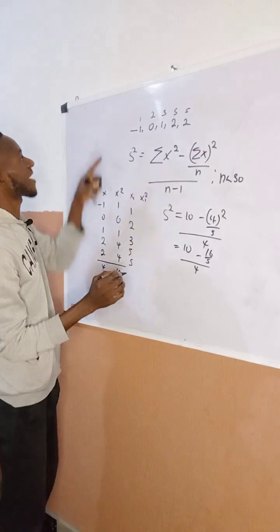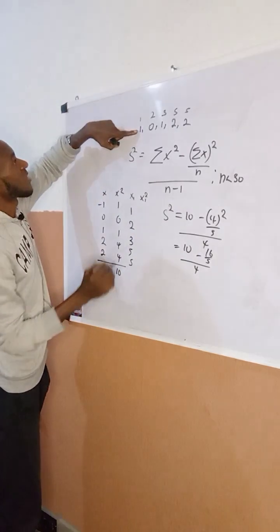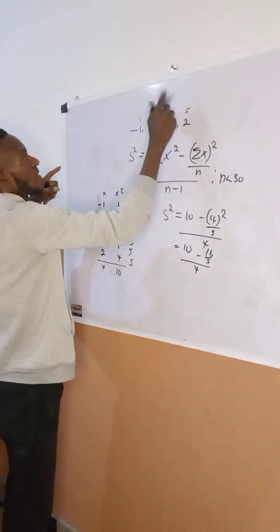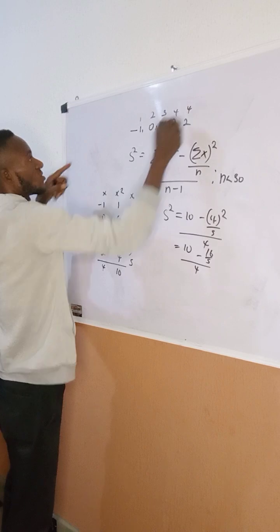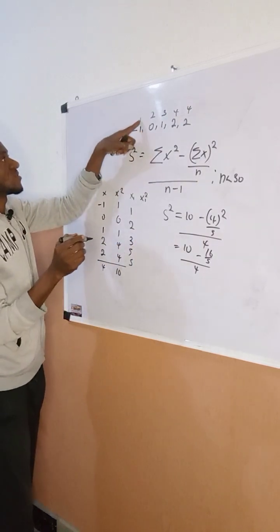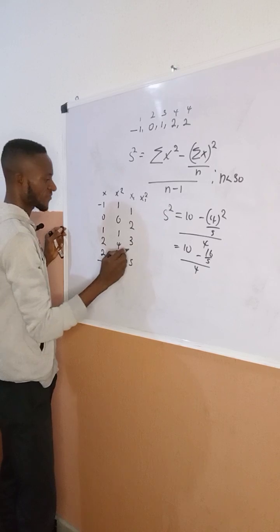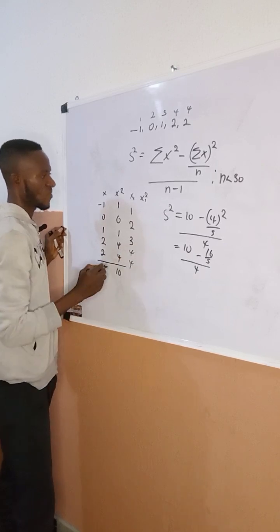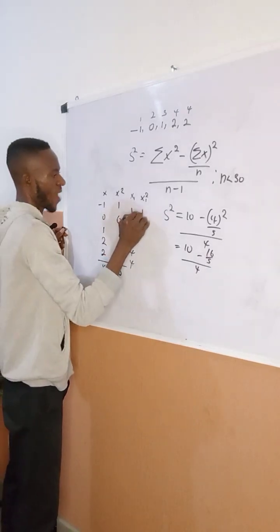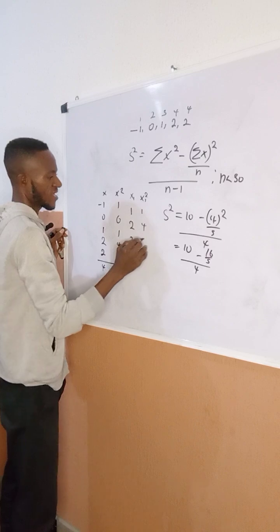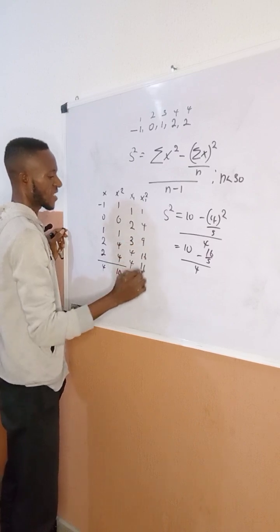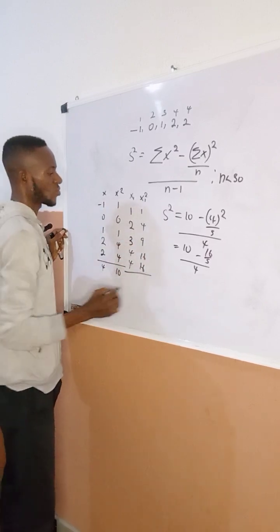Okay? So I increased it by 2, sorry. Which means the mean here is 4, because I increased by 2: minus 2 plus 2 is 2, so here is 4, and here is 4. Squaring, here becomes 1, here becomes 4, here becomes 9, here becomes 16, and here becomes 16. Then we'll be able to sum.